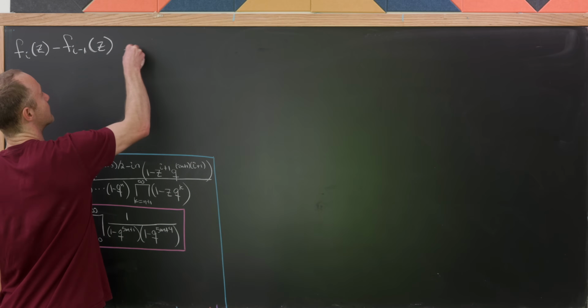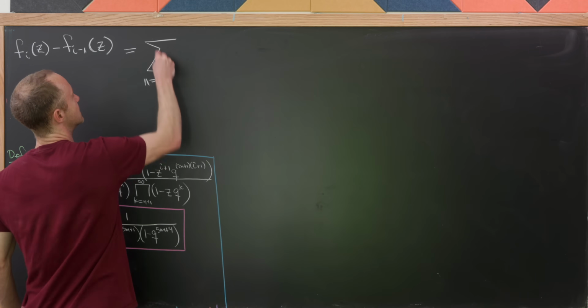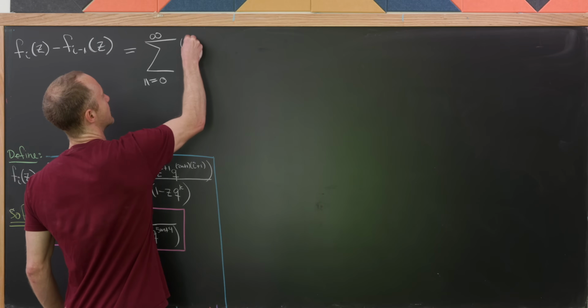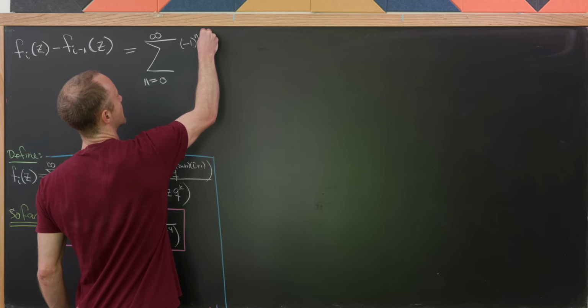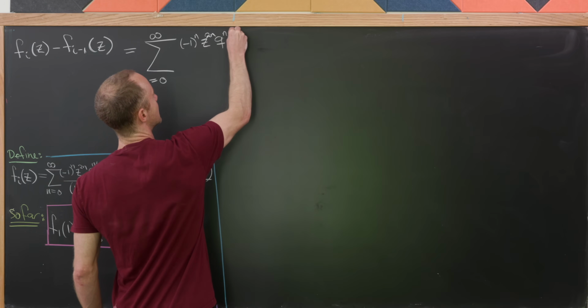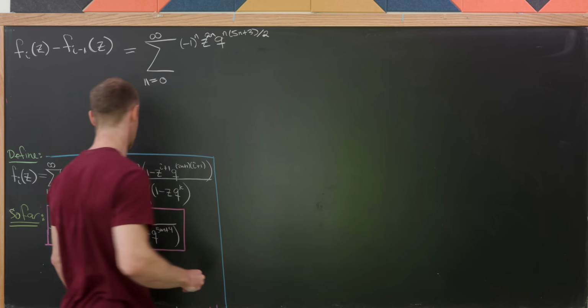So I'm going to go ahead and put this together into a single sum that we can work with. It's going to go from 0 to infinity, and let's write down all of the stuff that's not going to change first. So that'll be our (-1)^n, our z^(2n), and then our q^(n(5n+3)/2).